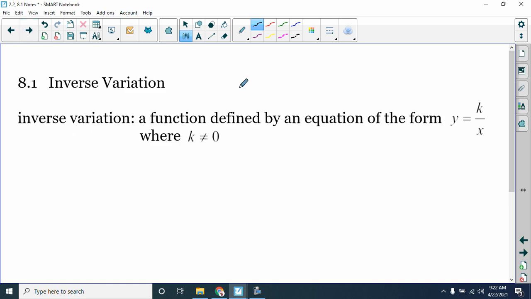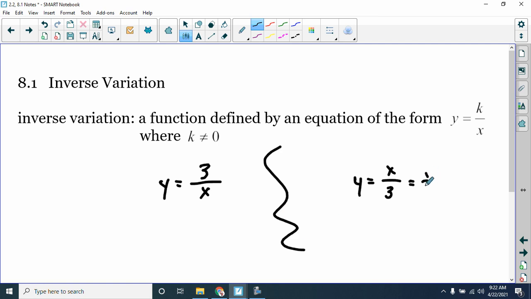Section 8.1 is on inverse variation. Inverse variation, instead of k times x, now we have k divided by x. Again, k is not 0. Notice the constant is on top and the variable x is on the bottom, 3 divided by x, to get inverse variation. If I have y equals x divided by 3, that's the same thing as 1/3 x. This is direct variation, not inverse. So you have to be dividing by your variable. You're dividing by x for inverse variation.